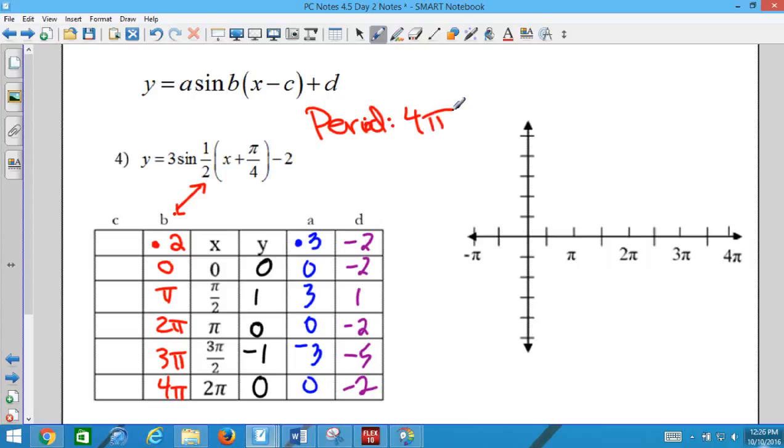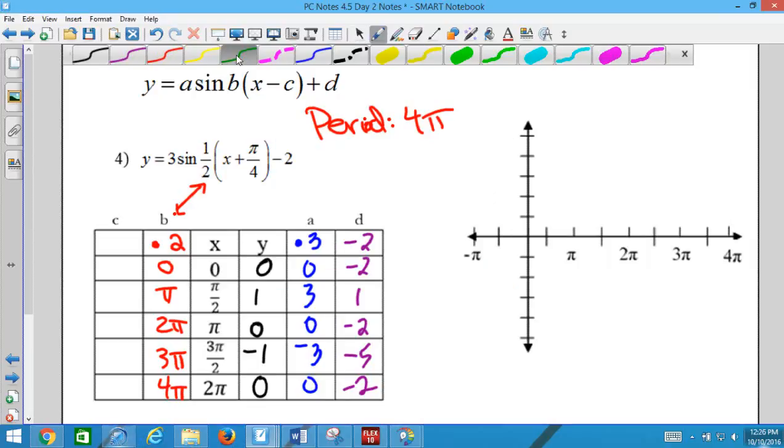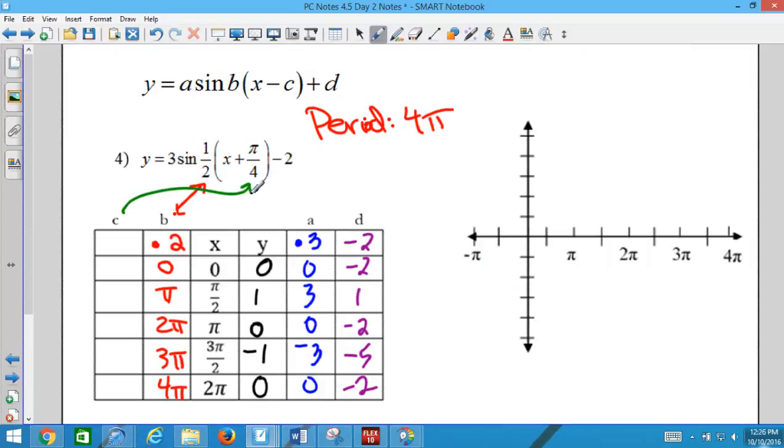Notice I'm figuring out our period before I do the phase shift, because the phase shift confuses you with the period. I know it does. So then the C value is pi over 4. So we're going to subtract pi over 4. We'll have negative pi over 4 here. And we'll have 3 pi over 4.